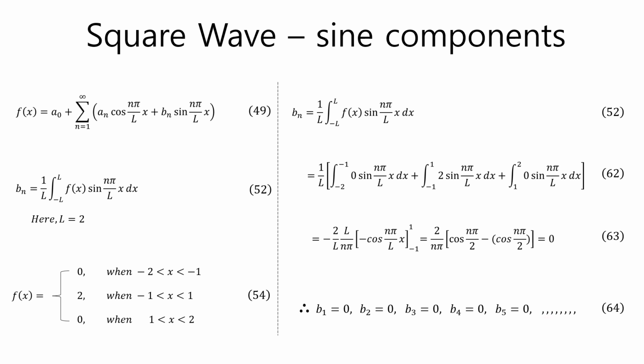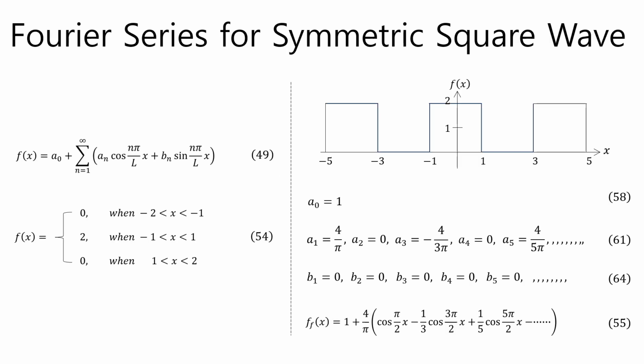By substituting the a0 of equation 58, an of equation 61, and Bn of equation 64 obtained so far into equation 49, we can obtain the Fourier series f of equation 55 for the square waveform. As predicted earlier, since the average value is 1, the value of a0 is 1, and since it is symmetrical about the f(x) axis, we can see that all sine functions have disappeared. Let's continue to find out what equation 55 means.